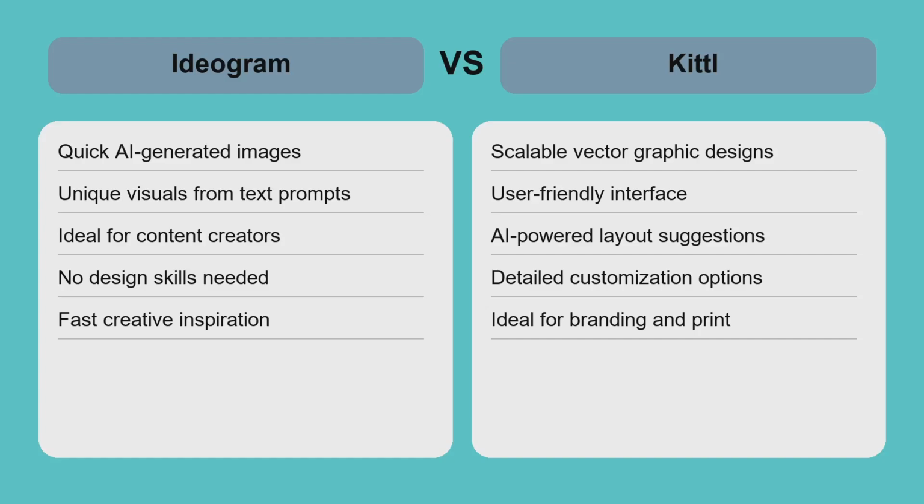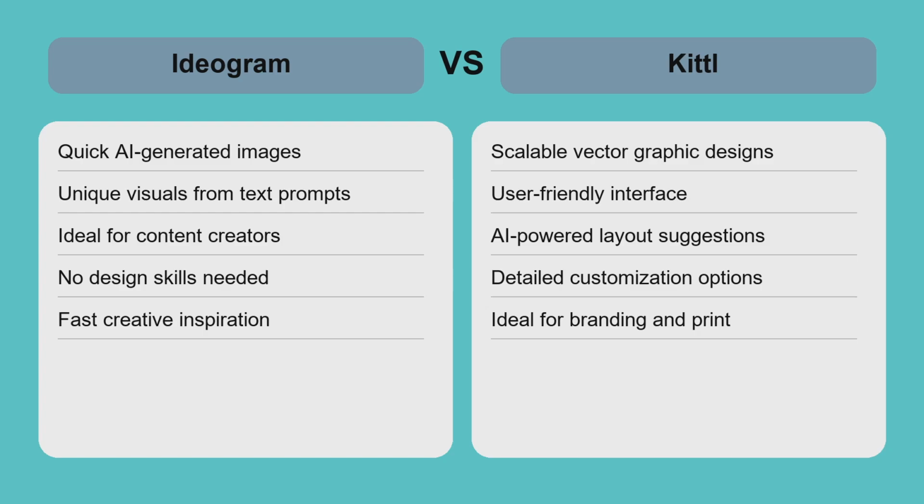Comparing Ideogram and Kittl highlights their different strengths. Ideogram excels at quickly generating creative images from text prompts, ideal for digital content and concept visuals where scalability isn't critical. Kittl, on the other hand, offers detailed vector graphic editing with AI support, perfect for projects requiring precise layouts and scalable outputs like logos or print materials.